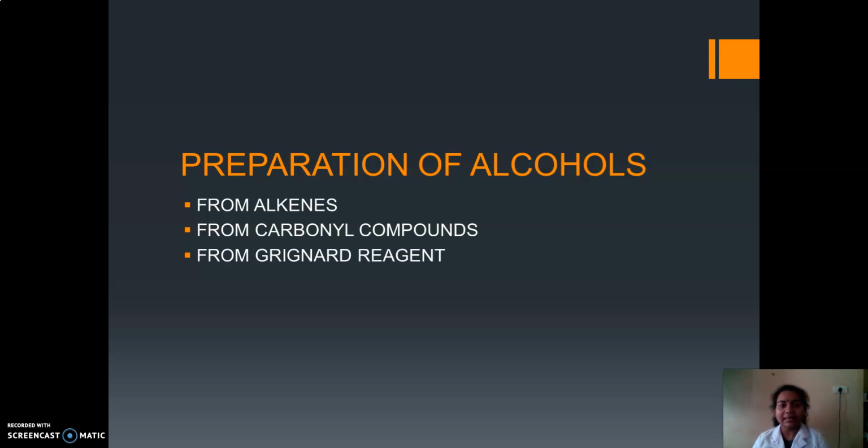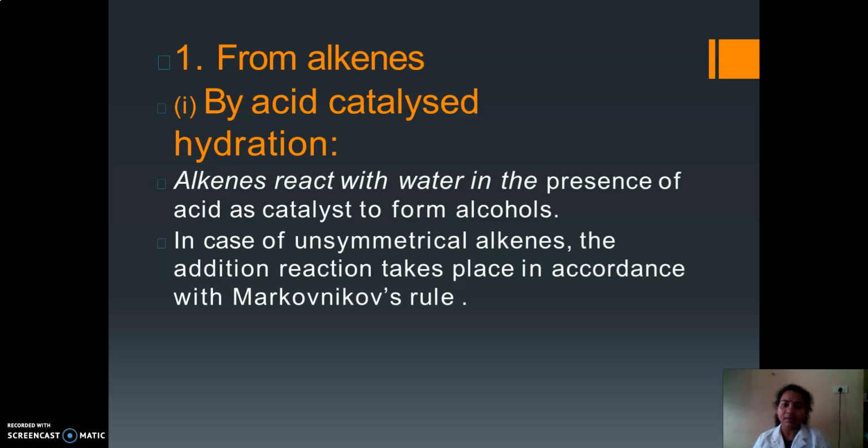In haloalkanes and haloarenes, we have seen that we can prepare alcohols by different reactions. So how can we prepare alcohols? We can prepare alcohols mainly by three methods: from alkenes, from carbonyl compounds, and from Grignard reagents. So let's see one by one.